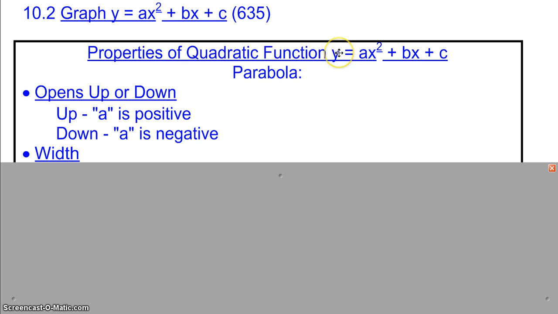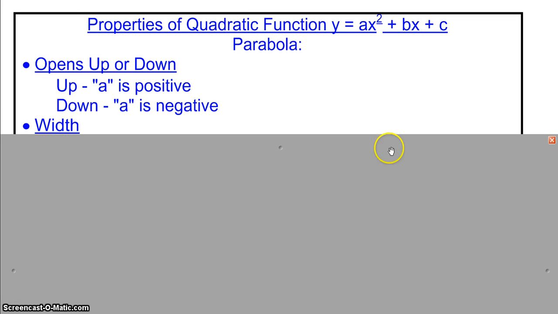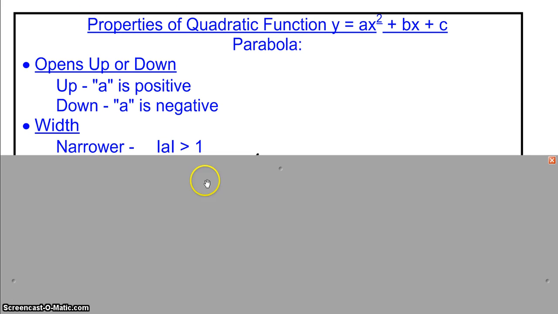And then we also already know something about how to find the width, how wide the parabola is. So how can we make the parabola really narrow? What would we do with the A value? What makes the parabola really narrow, closer to the y-axis? Greater than 1, right? A is greater than 1.